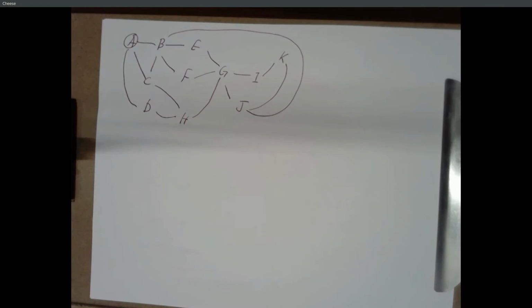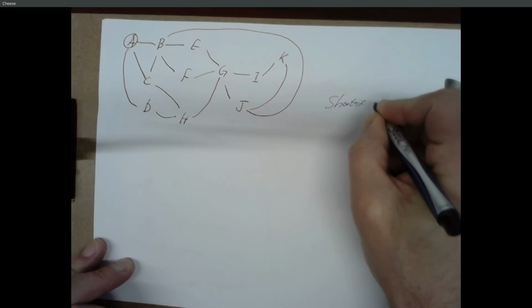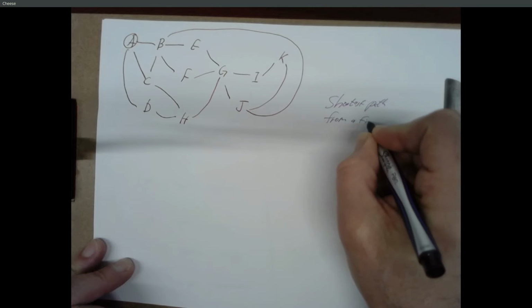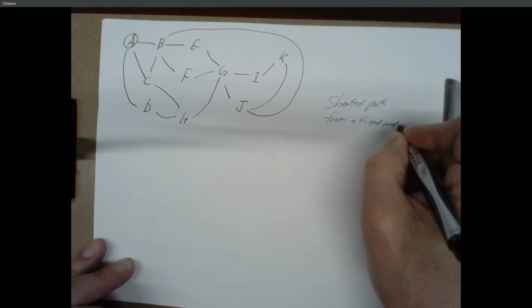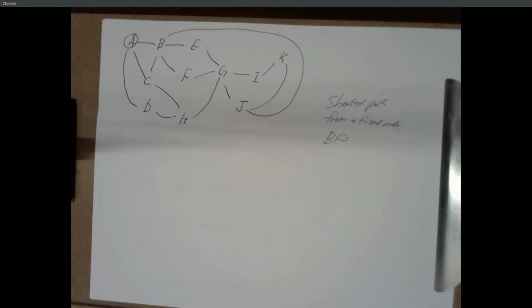But if you're looking for a shortest path, that's a classic algorithm. Shortest path from a fixed node is basically a breadth first search, the same thing we were doing in PA4 with tree traversal.